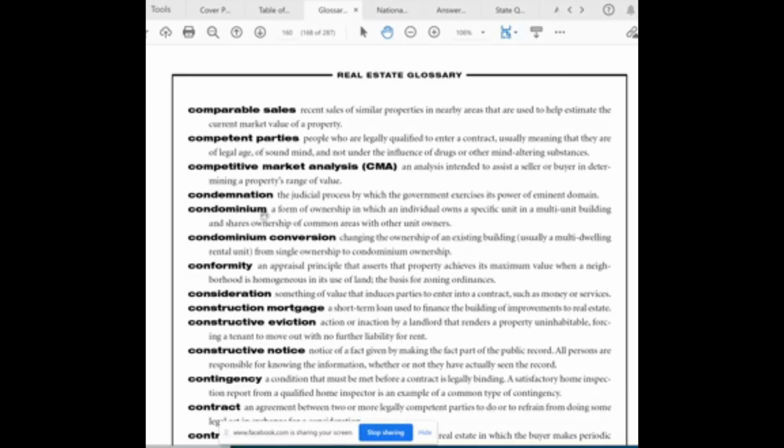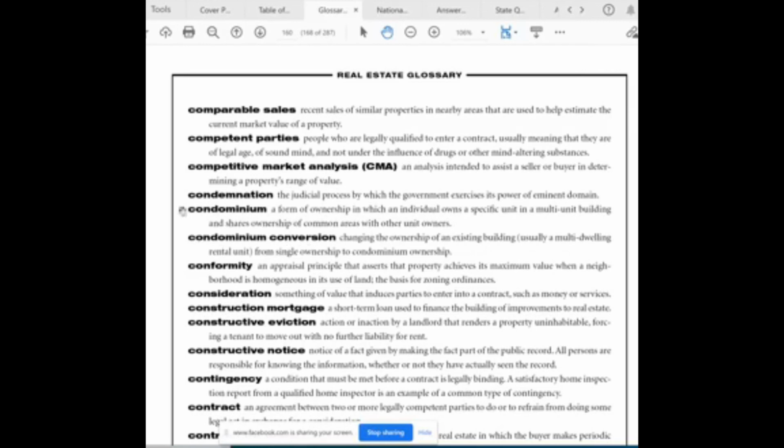And condemnation, so this goes with eminent domain. The judicial process by which the government exercises its power of eminent domain. So eminent domain, okay, is the right to take property for public use. Condemnation is the act. They are exercising its power. They're taking action, right? When you exercise, you're doing activity. You're acting.